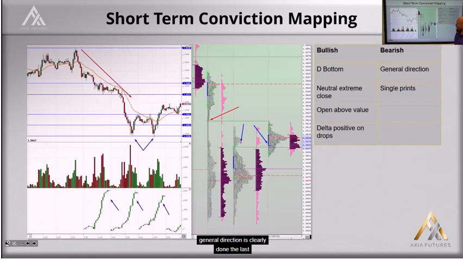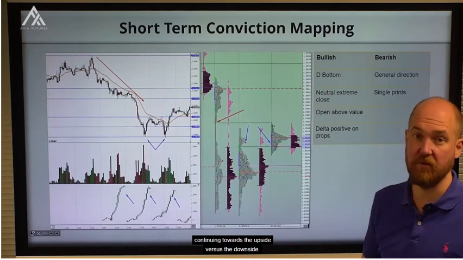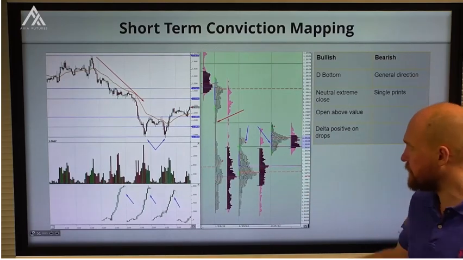General direction is clearly down. The last 3 days, 4 days even, the last 4 days have come off and you've had 1 day of consolidation. This then isn't a massive surprise. So general direction is down -1. You've got single prints providing you resistance, minus another one. That could be the limit of any kind of movement higher. So this way you've now got yourself a little bit more picture as to how much you can really believe in this market continuing towards the upside versus the downside.